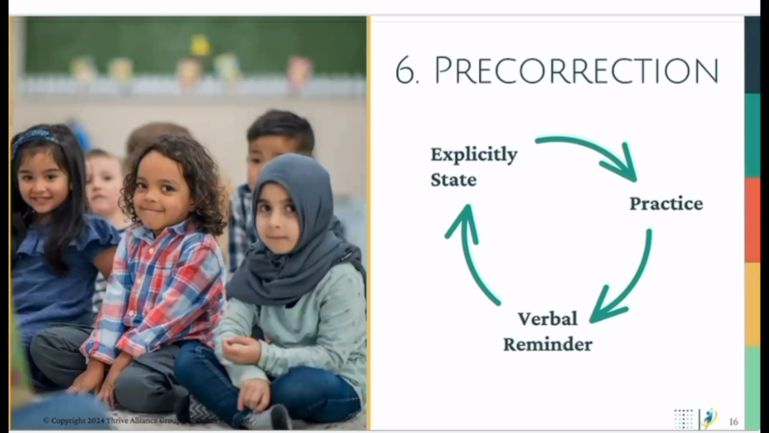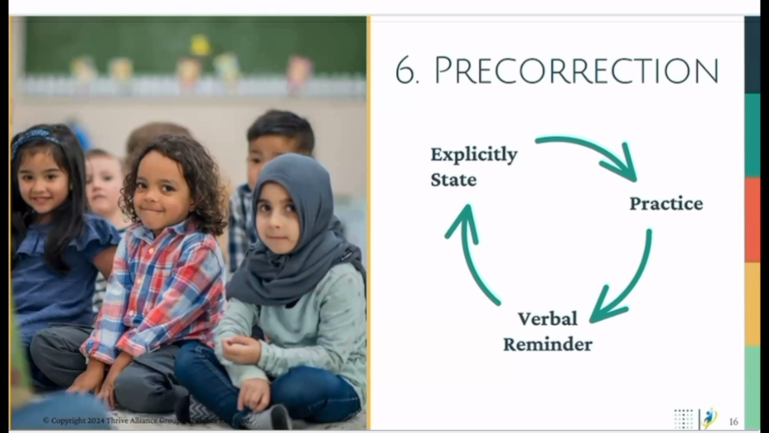We talked about looking for patterns in behavior. Can you think of a specific time of day or transition that is difficult for a student, or even for the whole class? Another way to prevent challenging behavior is through pre-correction. When we expect problem behavior to occur, take the opportunity to remind the student or the class of the specific expected behavior before it happens.